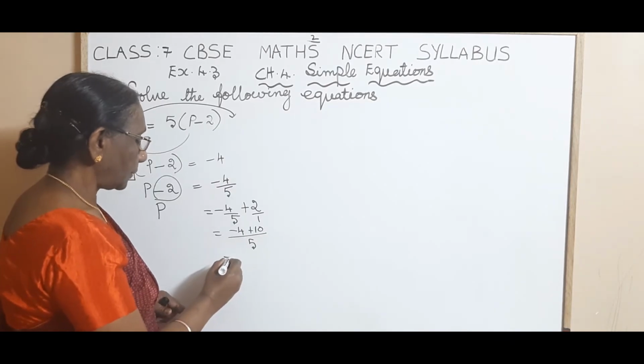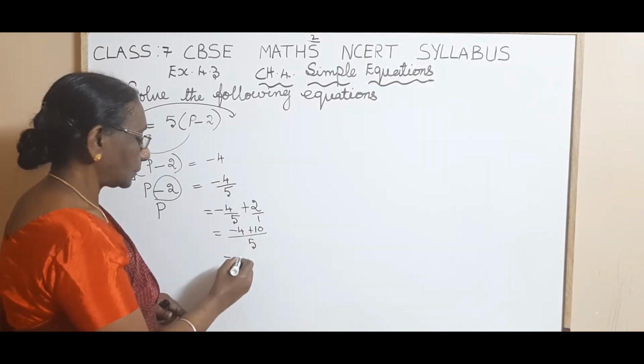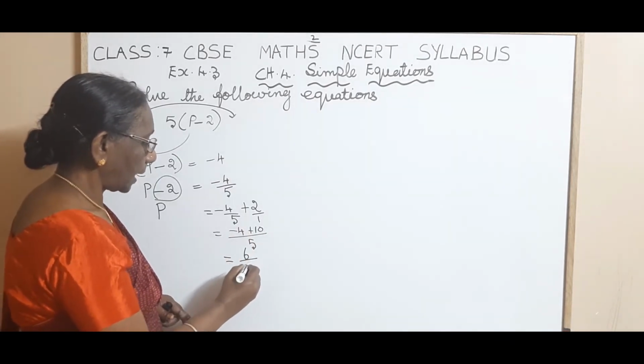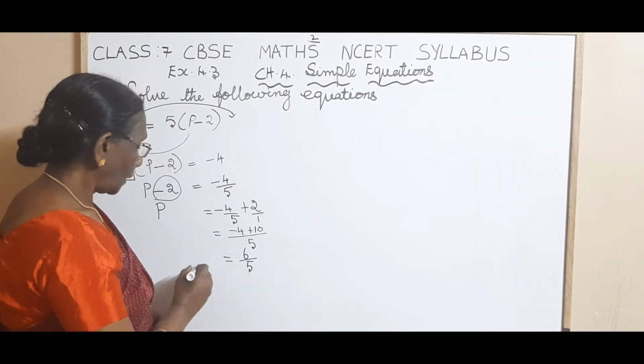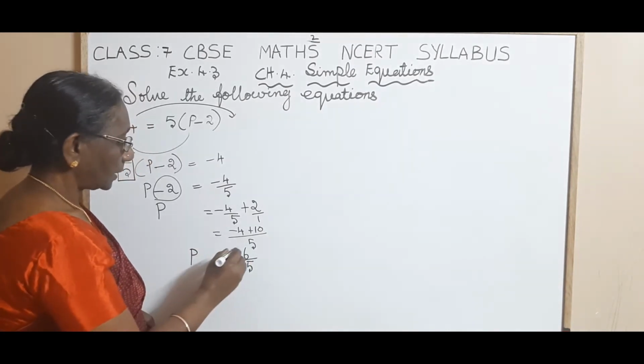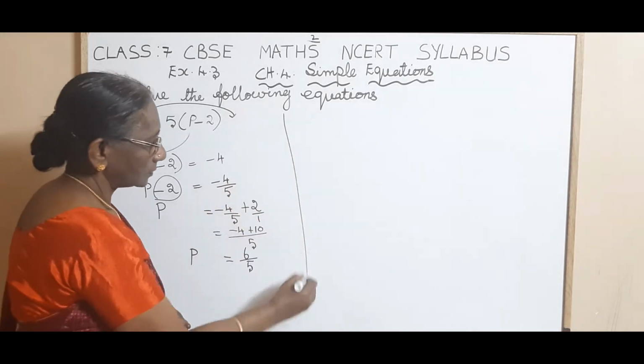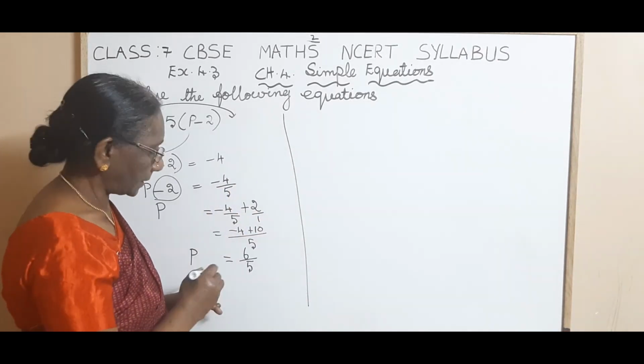Now you simplify. What do you get? 10 minus 4 is 6 by 5. So the value of P is 6 by 5. Now let us check whether our answer is correct or not.